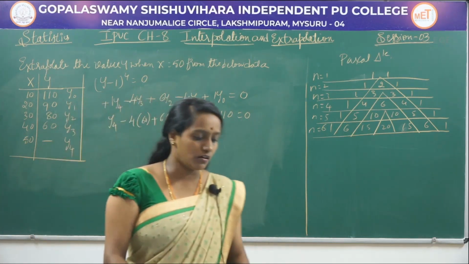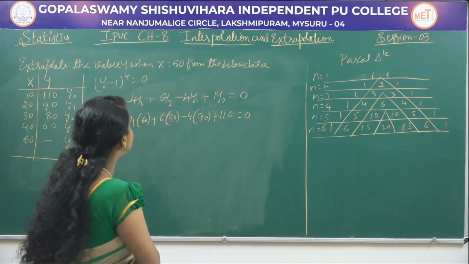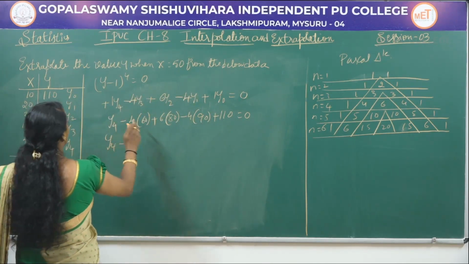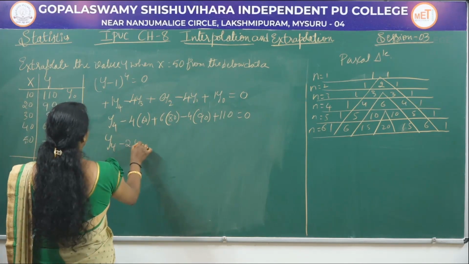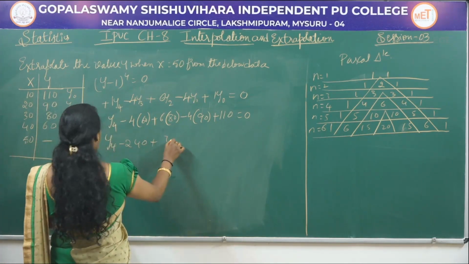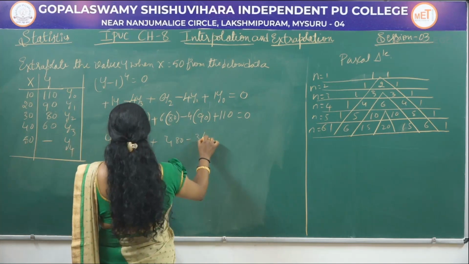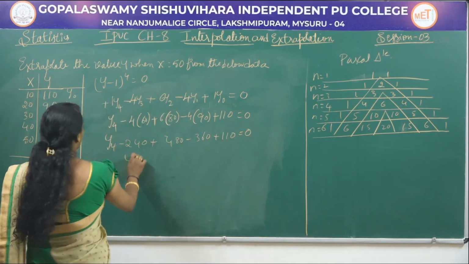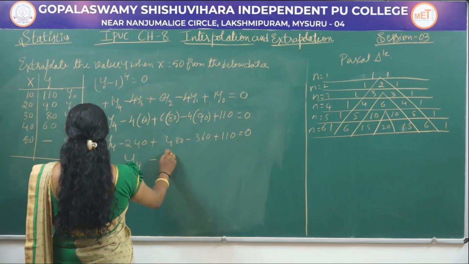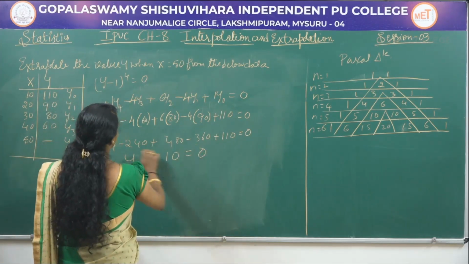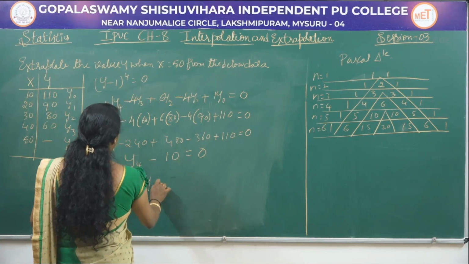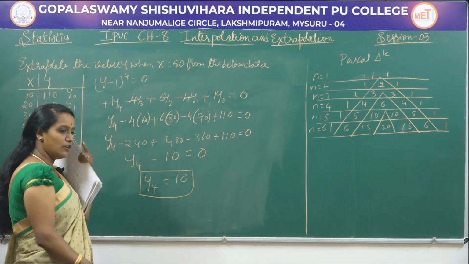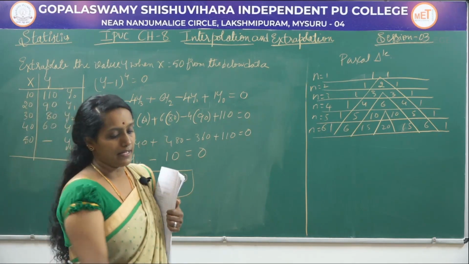Next we will go for the simplification part. So y4 will remain the same, minus 4 into 60, it is 240, plus 480 minus 360 plus 110 is equal to 0. So y4 minus 10 is equal to 0 after the simplification. So y4 is equal to 10. So our missing value y4 is equal to 10.